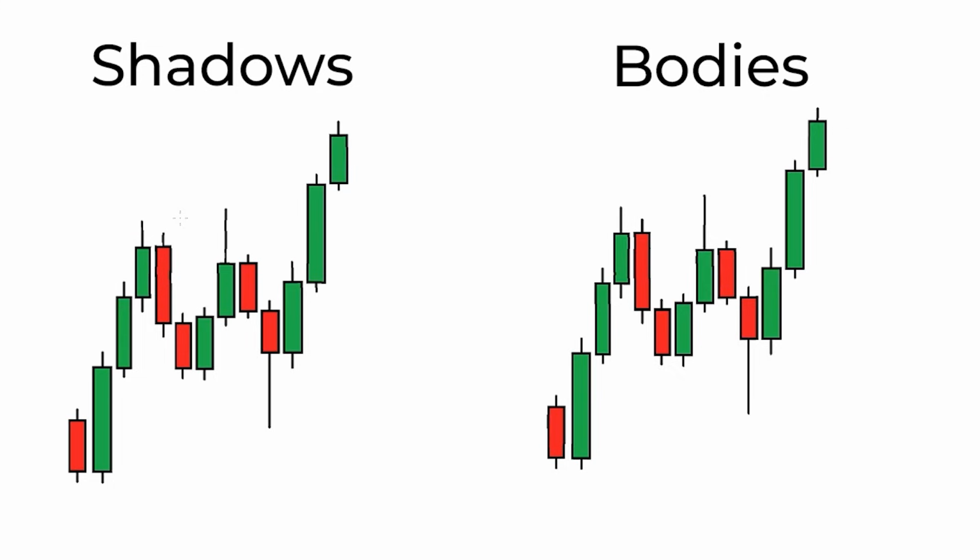Now let's talk about another way to identify a BOS. There are two main methods. The first one is breaking a swing high or low by the wicks. The moment price pierces through the swing level, we can consider it a break of structure.